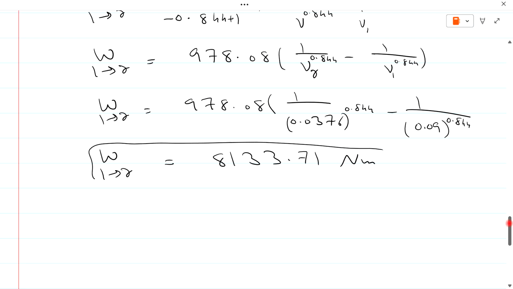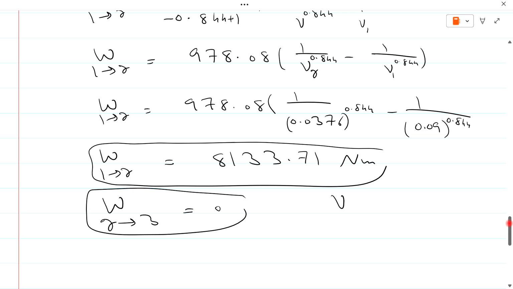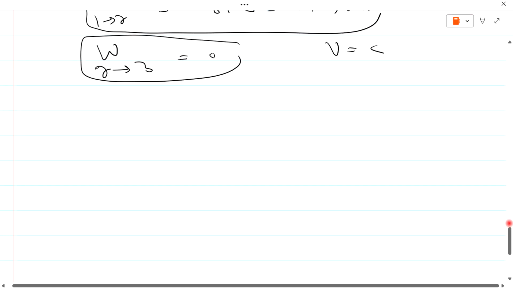You can do this. Now work done from 2 to 3. Work done from 2 to 3 will be equal to 0 because volume is constant, and in constant volume work done will always be 0. There will be no work done in a constant volume process. And now for work done from 3 to 1, first we find C.